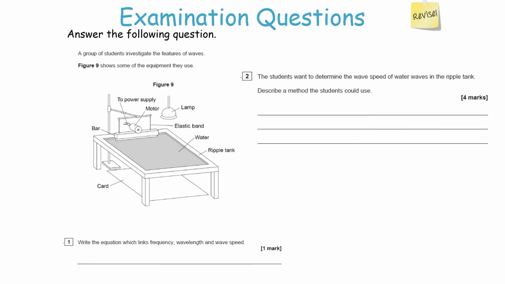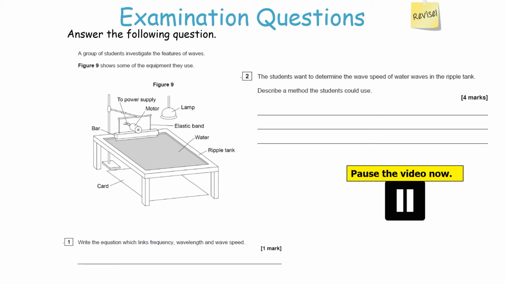Now, next question. A group of students investigates the features of waves, and figure 9 shows some of the equipment they use. Write down the equation which links frequency, wavelength and wave speed. The student wants to determine the wave speed of the water waves in the ripple tank. So describe a method the student could use. Pause the video now, then unpause the video when you want to go through your answer.